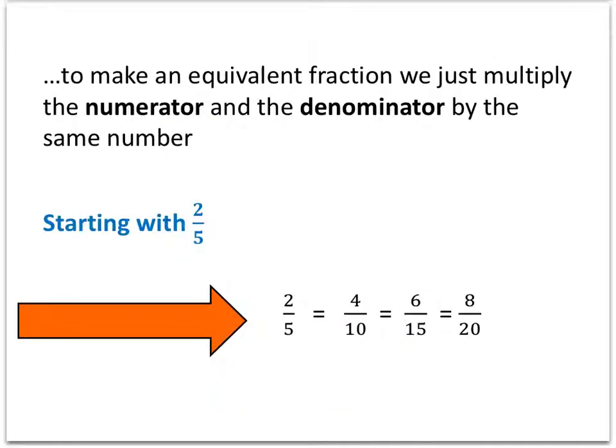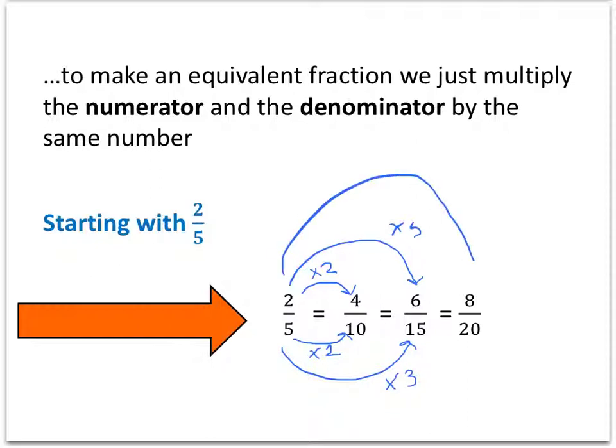To make an equivalent fraction, we just multiply the numerator and the denominator by the same number. So here we are starting with 2/5, and if we multiply the numerator and the denominator by 2, we get an equivalent fraction which is 4/10. If we multiply it by 3, we get an equivalent fraction which is 6/15. And the last one, if we multiply them by 4, the numerator and the denominator, we get 8/20. So these are all equivalent fractions to 2/5.